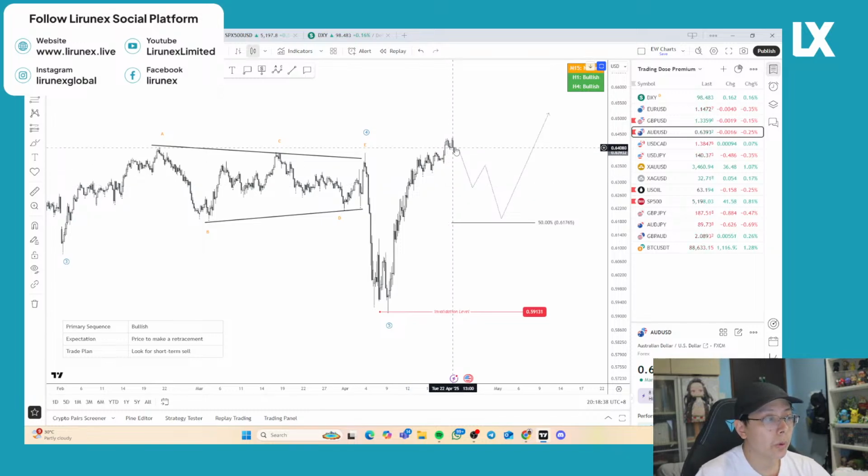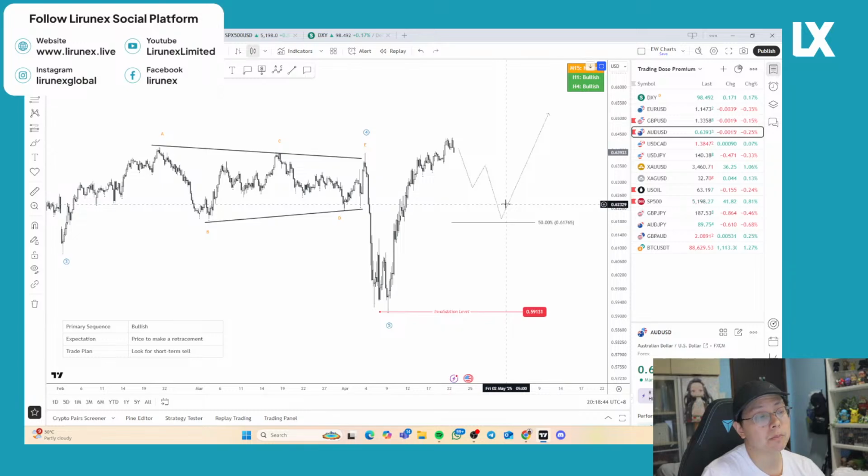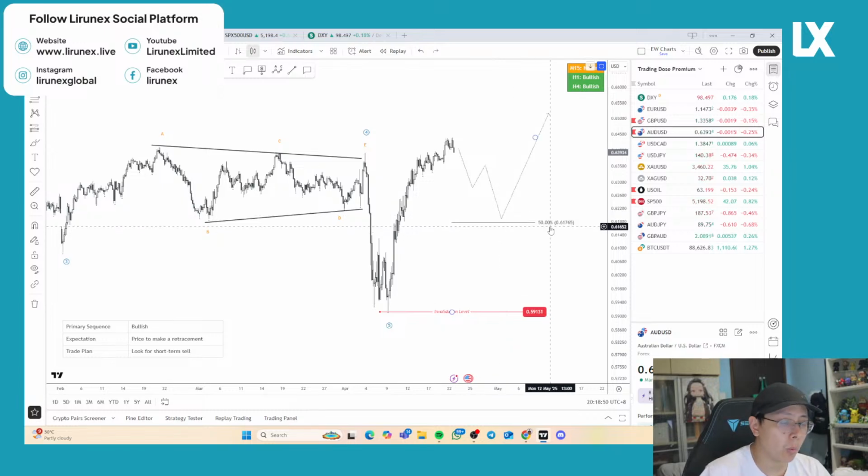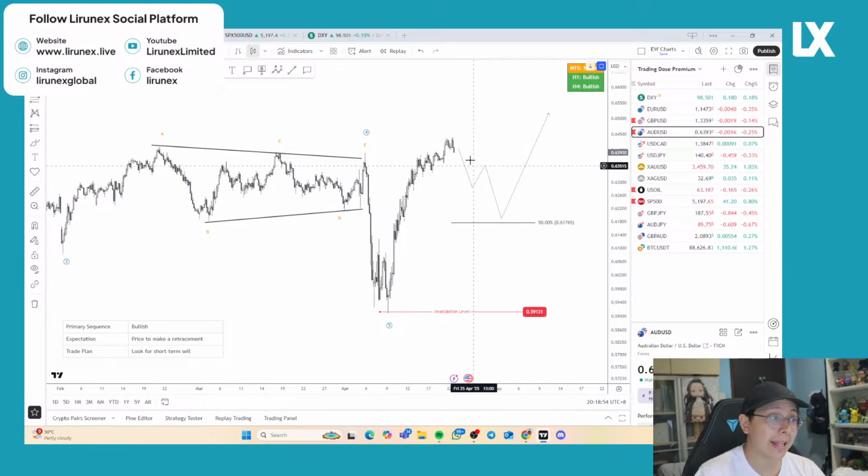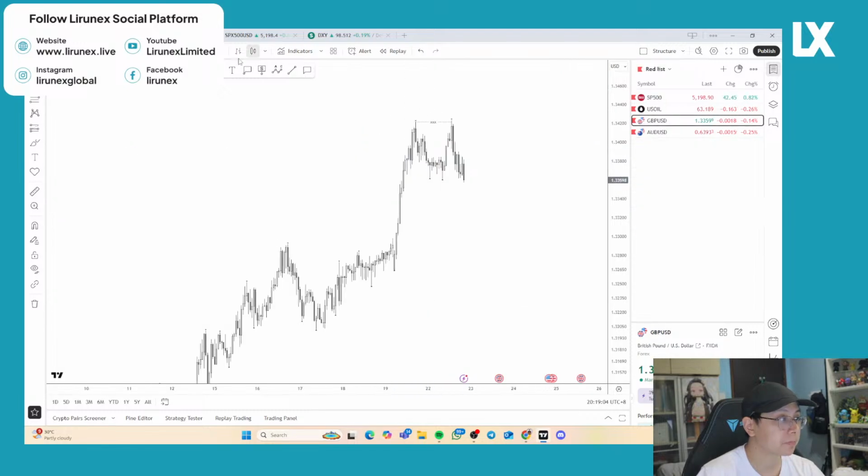However, we're kind of expecting a pullback, right? Again, the market will never move in one direction all the time. It tends to do some sort of pullback eventually. So right now we are expecting some sort of pullback. Whether it is going to come to the 50% Fibonacci, we don't know, but at least some sort of pullback. So the expectation is for price to make a retracement, and therefore the trade plan this week is to look for short-term sells. We want to trade the retracement.